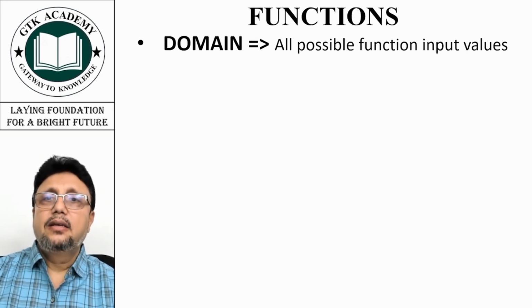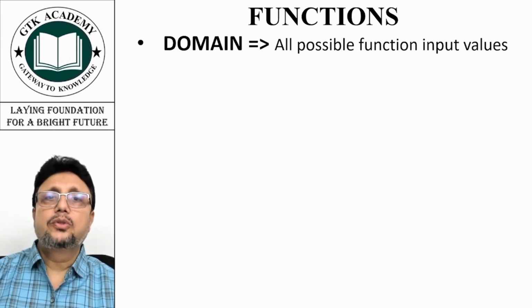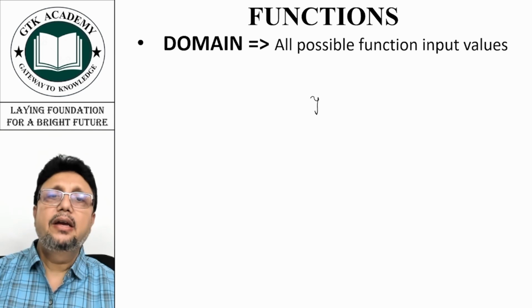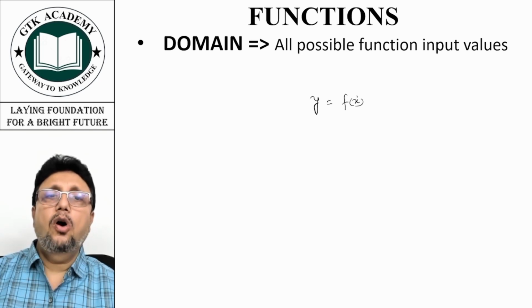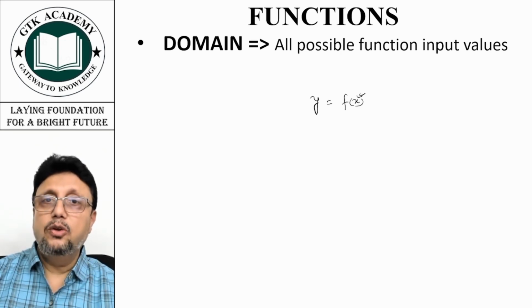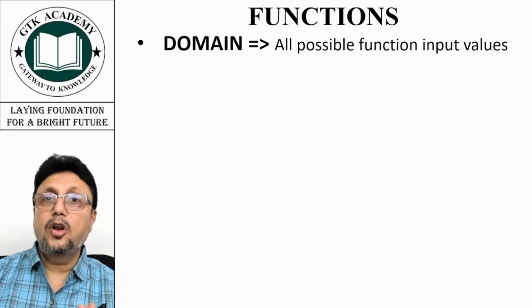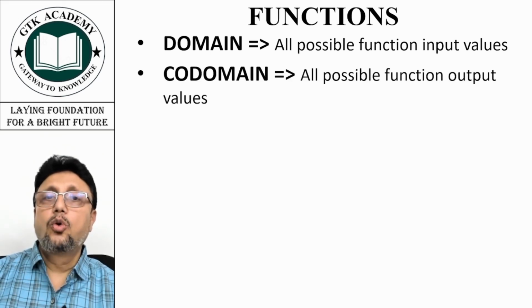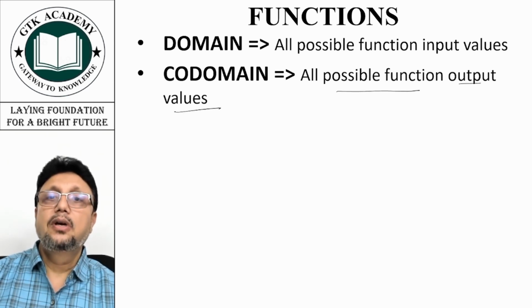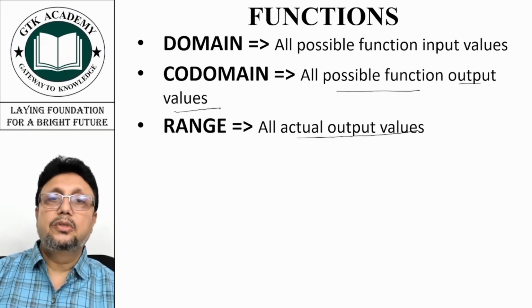Now, what is domain? Domain is all possible input values. For example, if you have a function y is equal to f(x), then the set of all possible values of x is called domain. These are certain terminologies which we will be using very often. Other terminology is codomain: all possible function output values. And the third, range: all actual output values.